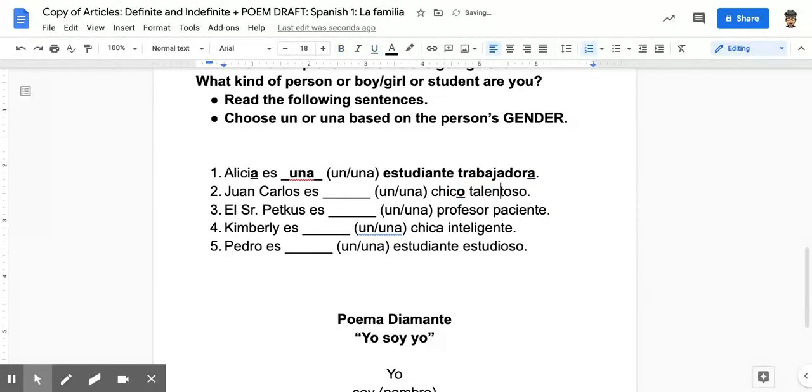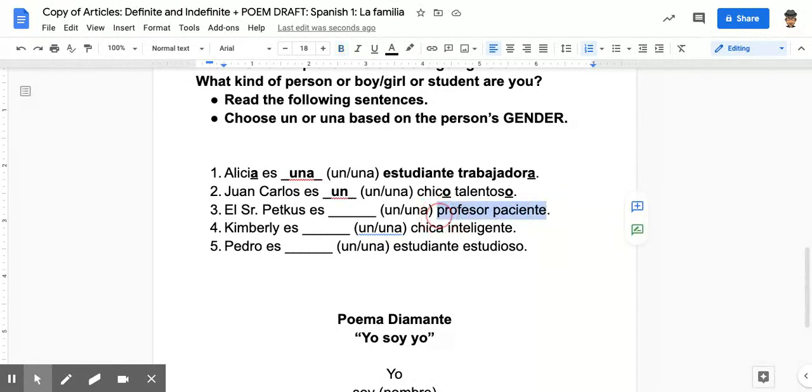talentoso. All right, so we've got two different words. One is the noun, one is the adjective that modifies the noun. Es un chico talentoso. We can tell that Juan Carlos, he's a boy. He is a talented boy. Es un chico talentoso. El señor Pecus, on the other hand, es un profesor paciente.